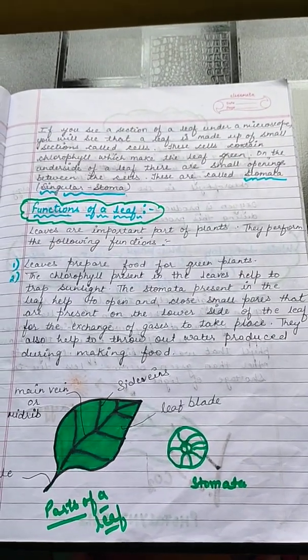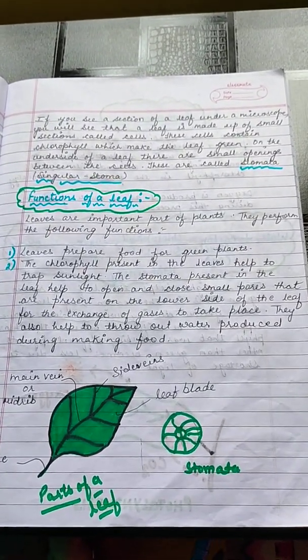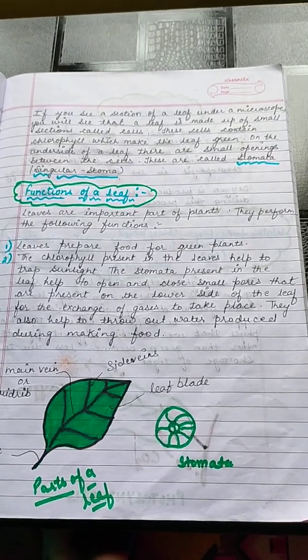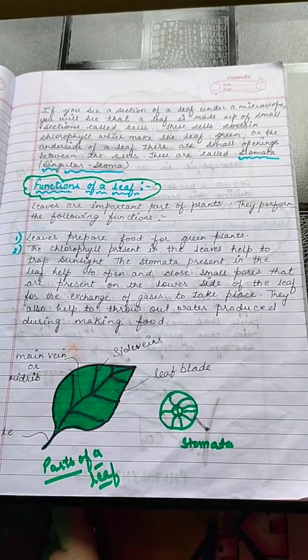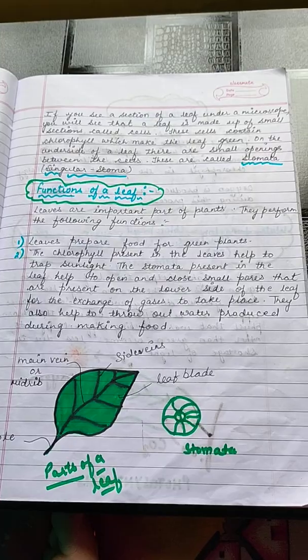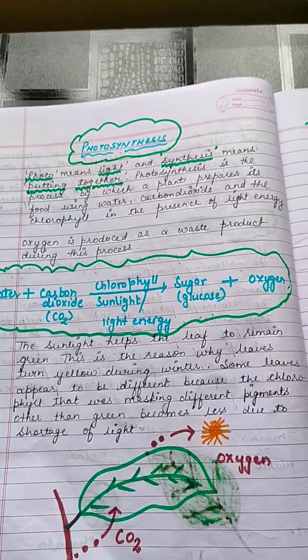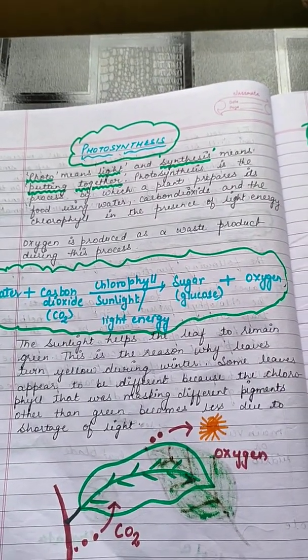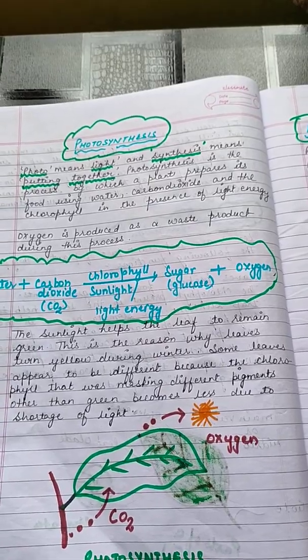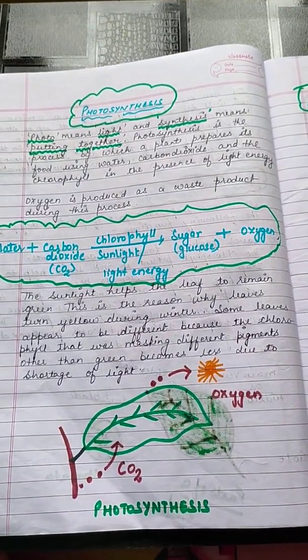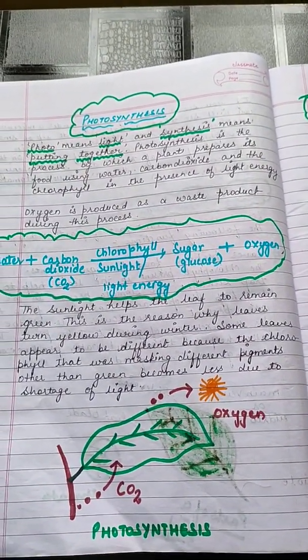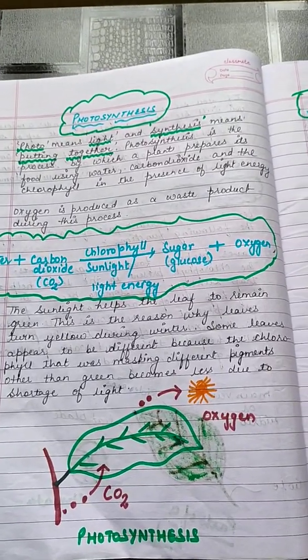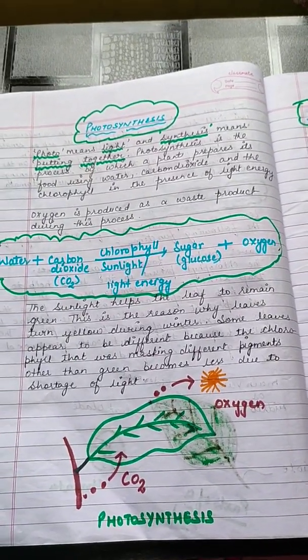And the second is the chlorophyll present in the leaves helps to trap sunlight, and the stomata present in leaves help in the exchange of gases. So these are the functions of a leaf. Now the process by which the leaves prepare their food is known as photosynthesis. So now we will discuss what is photosynthesis.